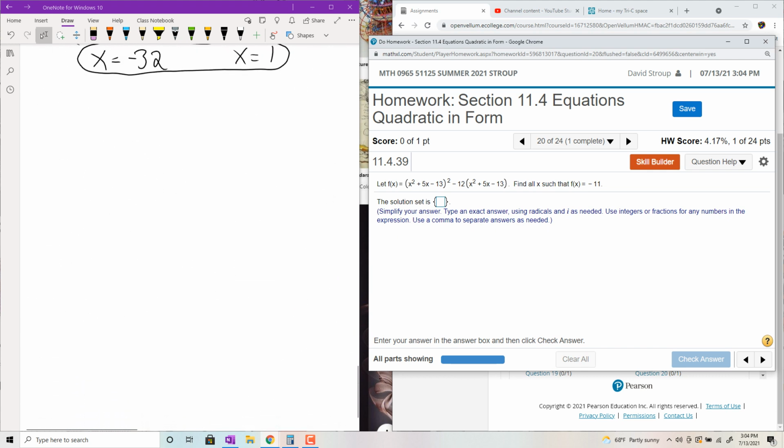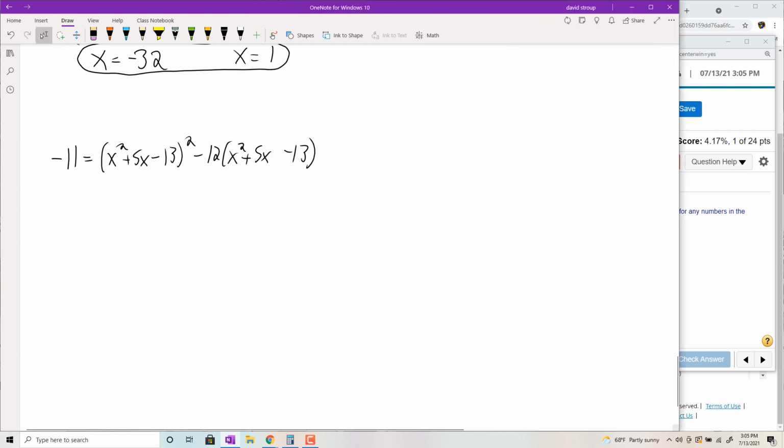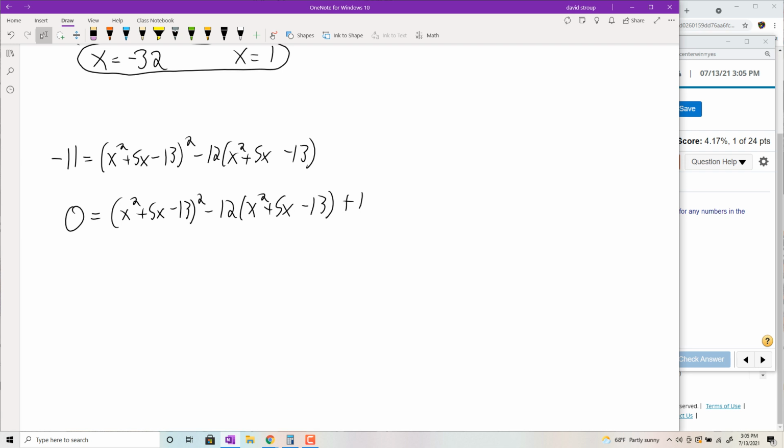Let f of x equal all this stuff. Find all x such that f of x equals negative 11. So basically you're going to plug negative 11 in for f of x. And we have x squared plus 5x minus 13 squared minus 12 times x squared plus 5x minus 13. Then notice it's a quadratic form and solve it. So set it equal to 0. Factor it.